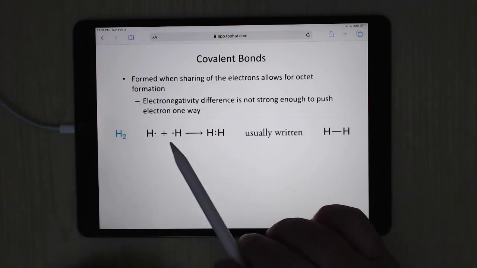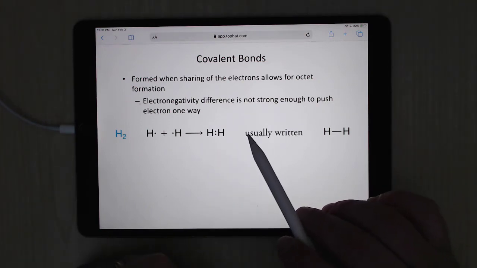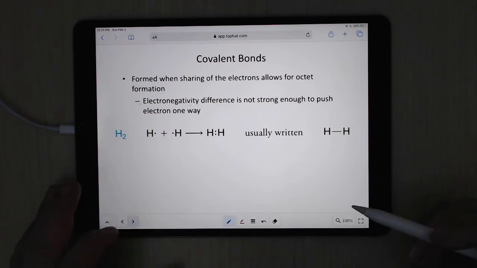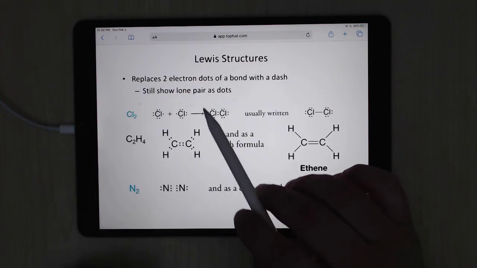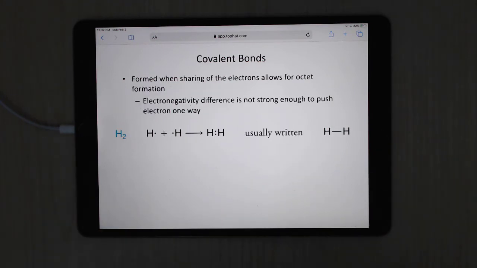values. So what we're going to try to do is make an octet, although with hydrogen just 2. The electronegativity, so for something like this, if you have 2 the same, it's going to cancel each other out. So no matter what the atoms, even if it's 2 fluorines, the difference is 0, and so you're going to get an equal push, stuff like that.